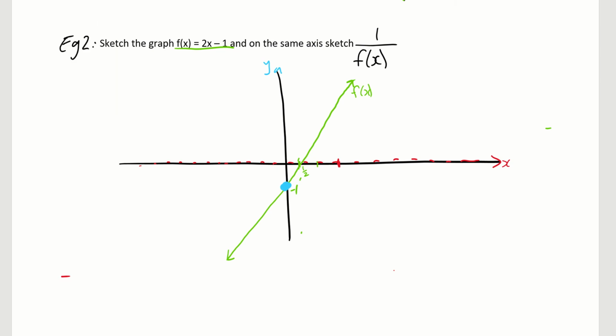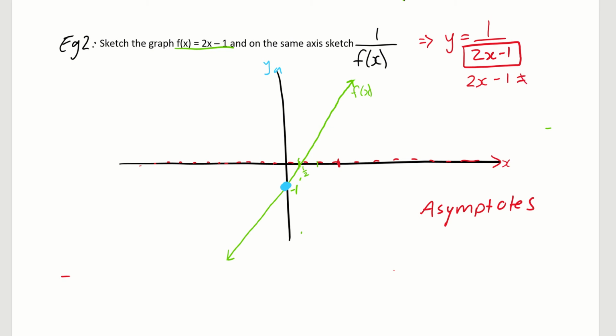I'm going to start by looking at the asymptotes. So where are my asymptotes? Well, let's think about the function. We're about to draw y equals 1 on 2x minus 1. That's the graph we're about to draw because it's the reciprocal. The asymptotes. What can x not equal? So what value of x would you sub into the denominator that would give a 0 on your denominator? Well, let's think about it. 2x minus 1 cannot equal 0. If we solve that, you'll get x cannot equal a half.